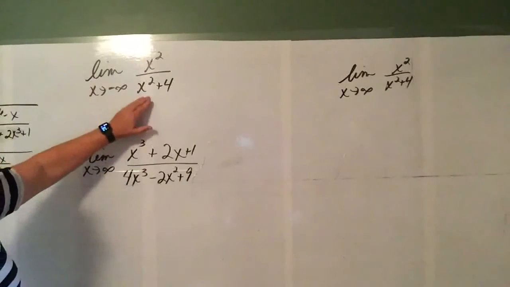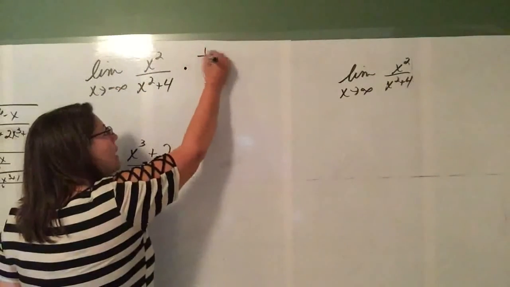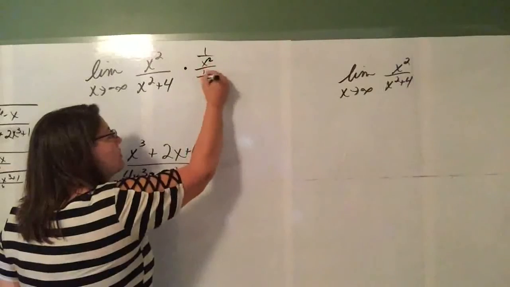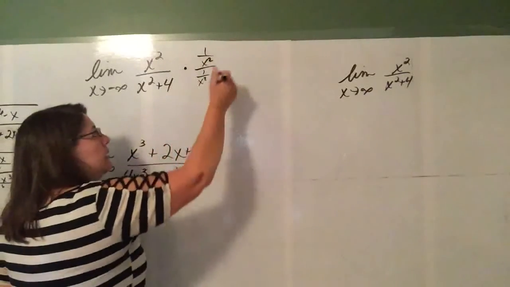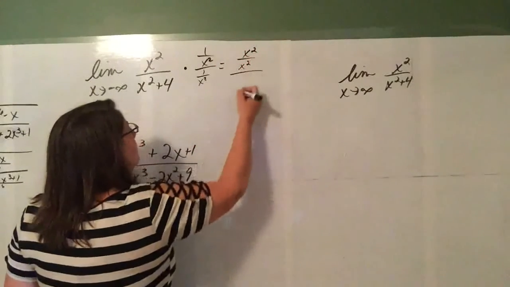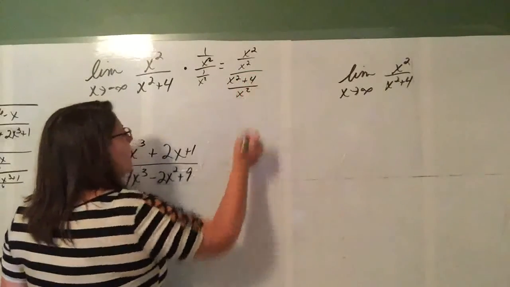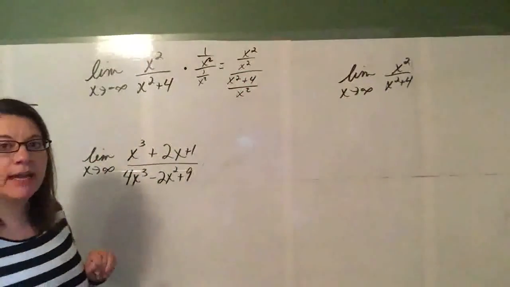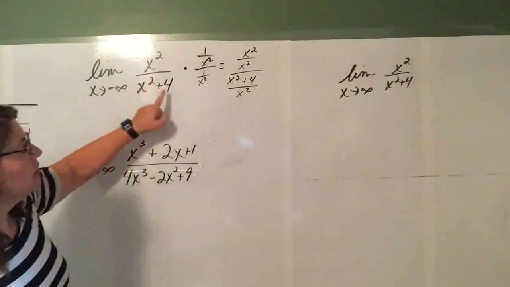So if here I divide by the higher power of x, or I multiply by 1 over x squared, which is the highest power of x, we've really just multiplied by 1. So in doing that, what I would end up with is x squared over x squared plus 4 over x squared. And then you would simplify it from there.